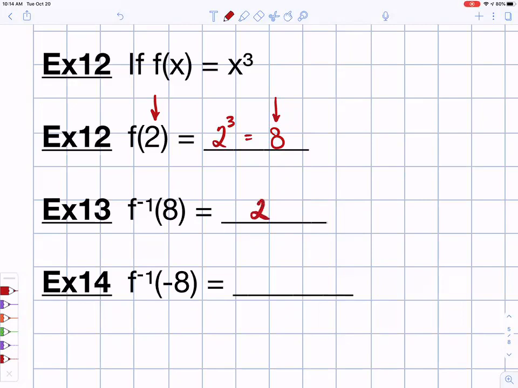Literally what we're saying here is, what number cubed is 8? Instead of saying go cube 2 and get the 8 out, we're saying, well, what number, if I cube it, will give me an 8? That's the English version of that. How about number 14? What's f inverse of -8? What's the undo button of -8?